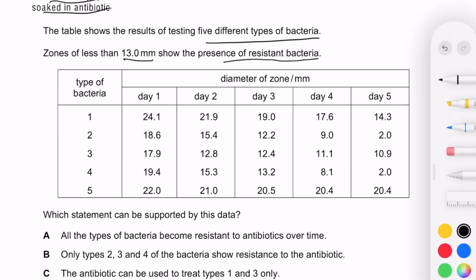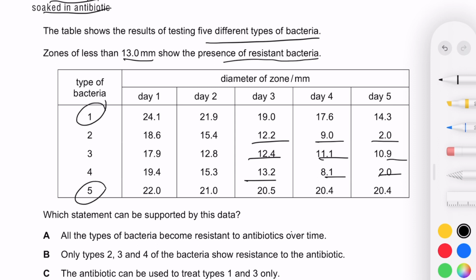Let's see. So basically we could see that for day 1, for type 1 bacteria, it's 24 and it does not reach 30, meaning these bacteria are not resistant. Here, the bacteria are most definitely resistant because the zones are less than 30 millimeters. And here the bacteria are also resistant, and here also resistant. So bacteria types 1 and 5 are not resistant and are sensitive to the antibiotics.